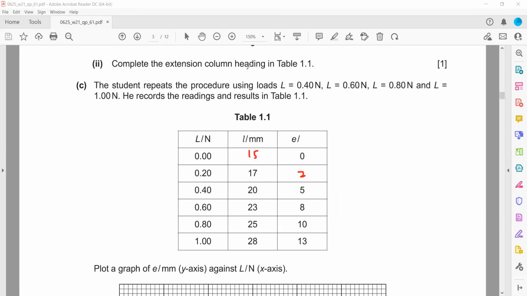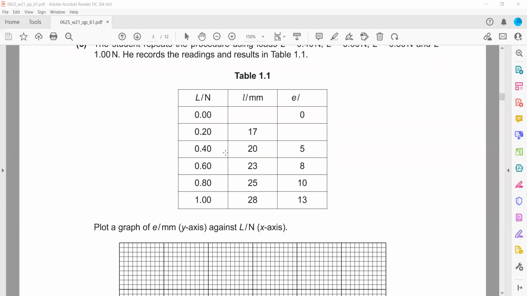Complete the column heading. Column heading means this part. Like they mentioned, load is in Newton, length is in millimeter, and so how much is in extension? If length is in millimeter and we are subtracting a length to calculate the extension, what will be the unit of extension? The extension will also be millimeter. So even if you just write millimeter here, you will score 1 mark. Then the student attaches different loads here. You can see different loads are attached, and we already completed the column.